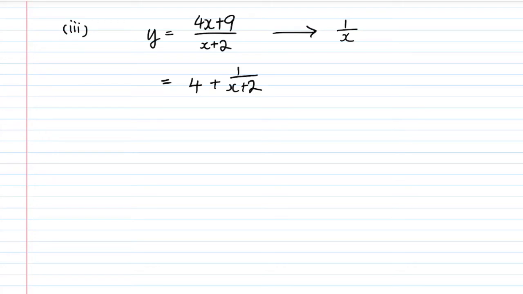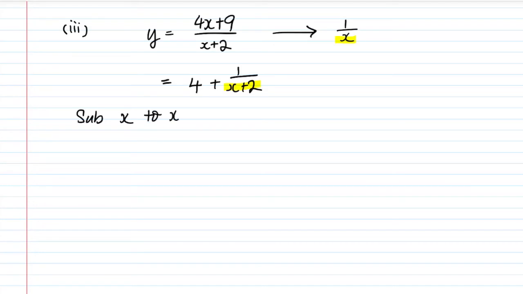Okay, so from here you can start to transform this into the curve that you want, which is 1 over x. So what we're going to do is try to get only x in the denominator over here. We're going to try and make this part x plus 2 just become x. And what you're going to do is sub x to become x minus 2.